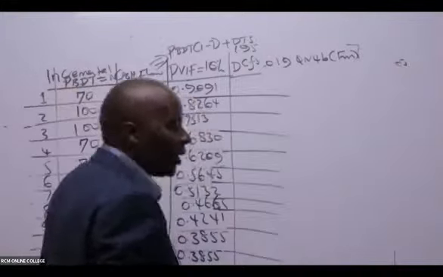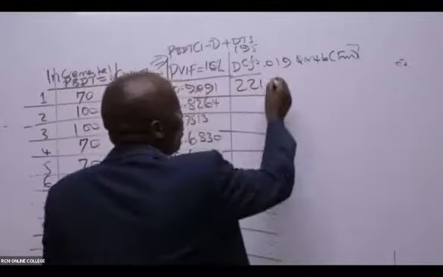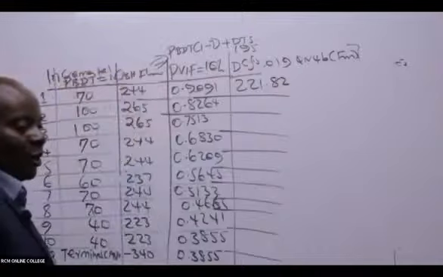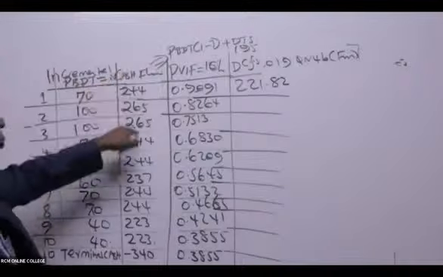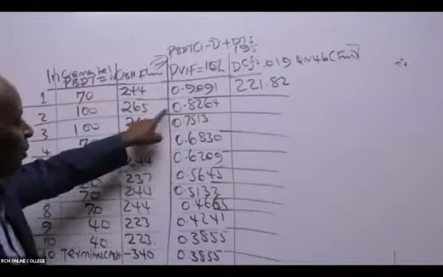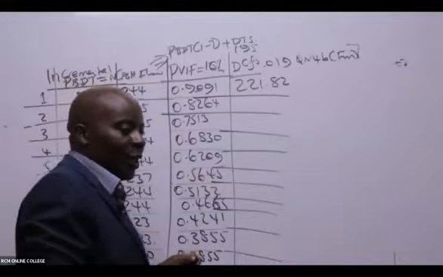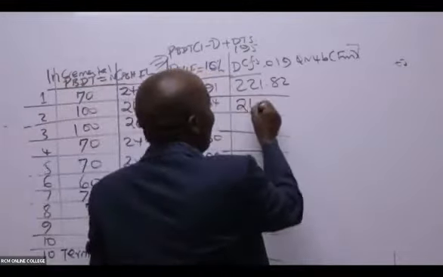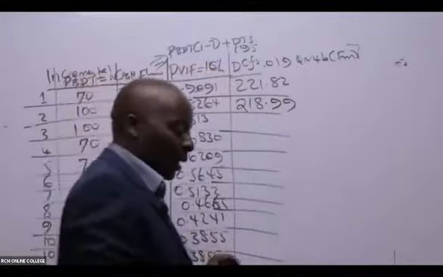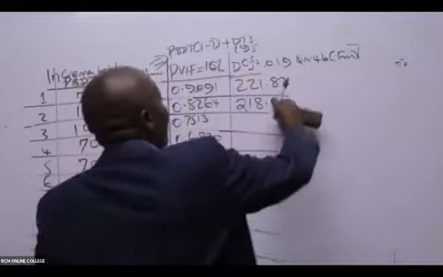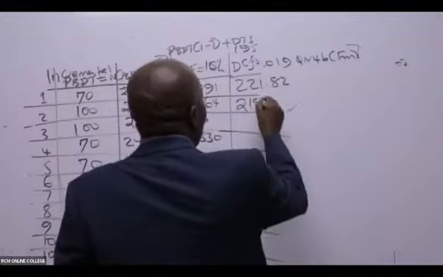So EK doesn't disappoint. It is coming to 221.82. From there, you go to the second one. You are taking the cash flow times the present value interest factor. I'm getting 218.99. Is it 219? They're saying it's 219, Mwalimu. It should be 219.